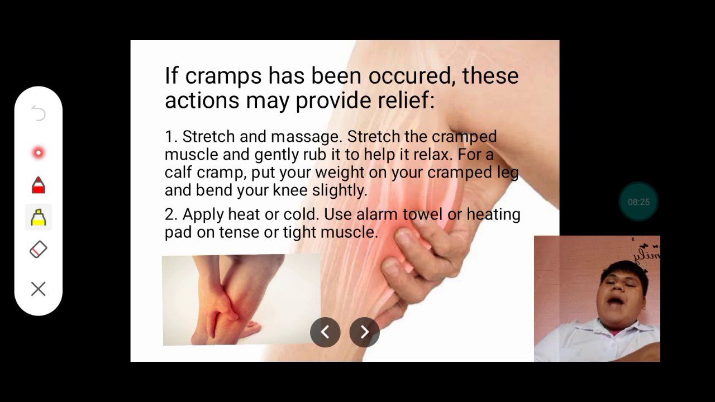Number 2, apply heat or cold. Use a warm towel or heating pad on tense or tight muscles. So you should apply heat or cold for muscle cramps, as it can provide relief. So, that's all.